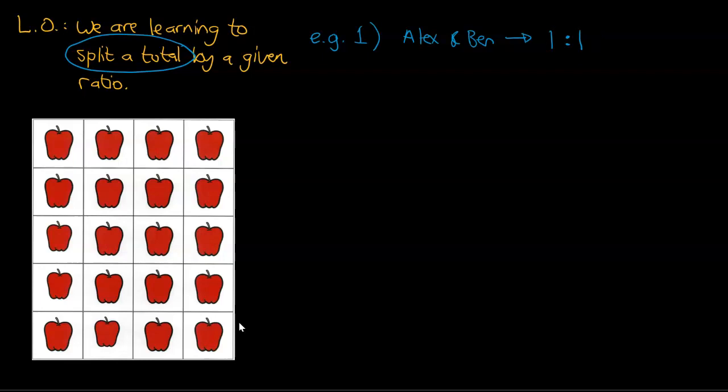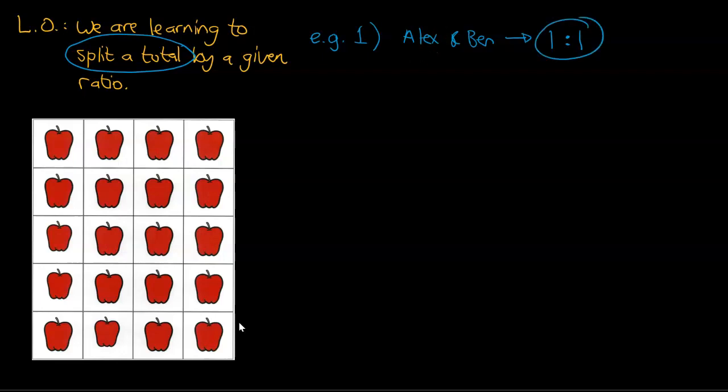What that means is they get the exact same amount of apples. We give Alex an apple, Ben gets one. We give Alex another apple, Ben gets another one. So we're going to start off by thinking of our fractions. What fraction of the apples is Alex going to get?